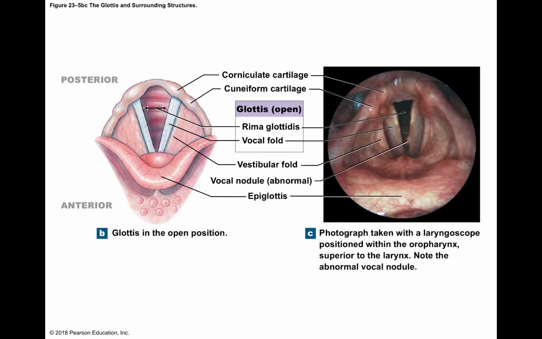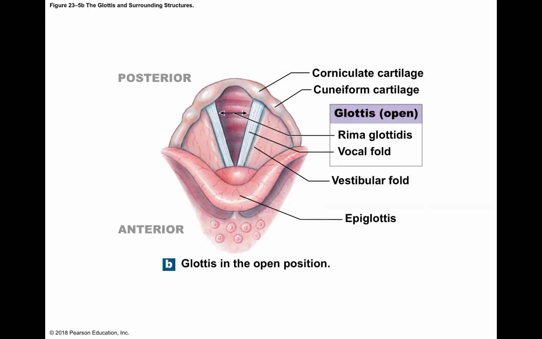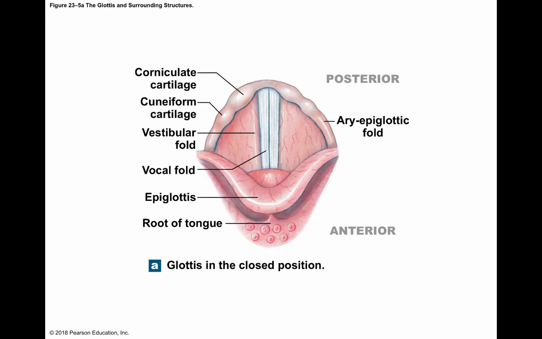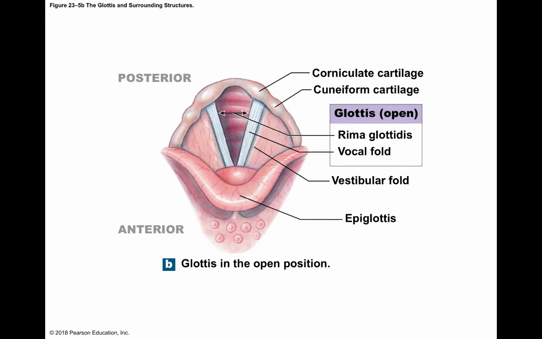Here's a picture just showing that glottis. The glottis is the opening into the trachea. Just showing it open. There it's open, and then it'll close as well to produce sound. So there's the closed and there's the open.